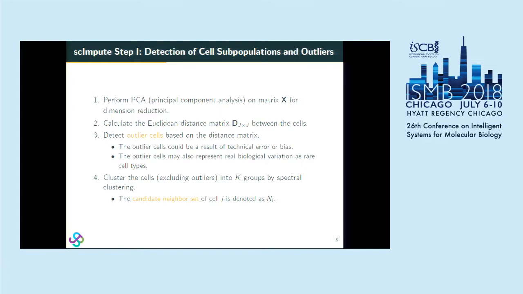Then we perform a spectral clustering on the distance matrix, and then the cells that are in the same cluster as cell J are denoted as its candidate neighbor set, and we will use this information in the imputation step.